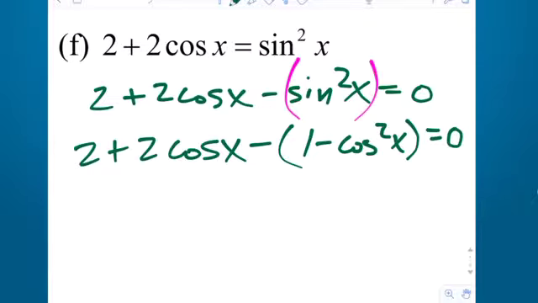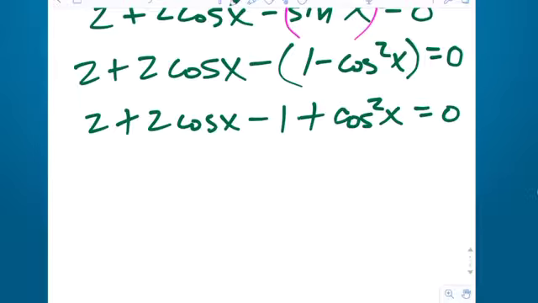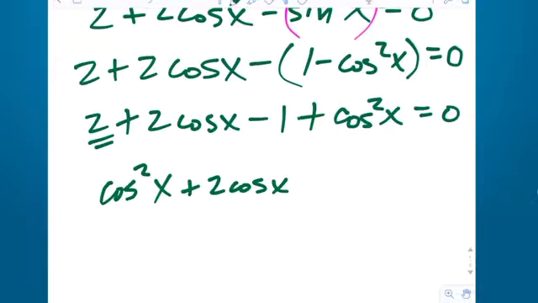And now what I'm going to do is distribute, expand everything out, carefully taking one line for each step so I don't make a careless mistake. Minus 1 plus cosine squared. So now I still have 2 variable terms. They're unlike, squared and non-squared, but they are both in terms of cosine, which is fantastic. So if we write it in descending order, we got a cosine squared first, and then a plus 2 cosine of x, and then a couple of constants that I can combine. A 2 minus 1 is a plus 1, and it's still equal to 0.